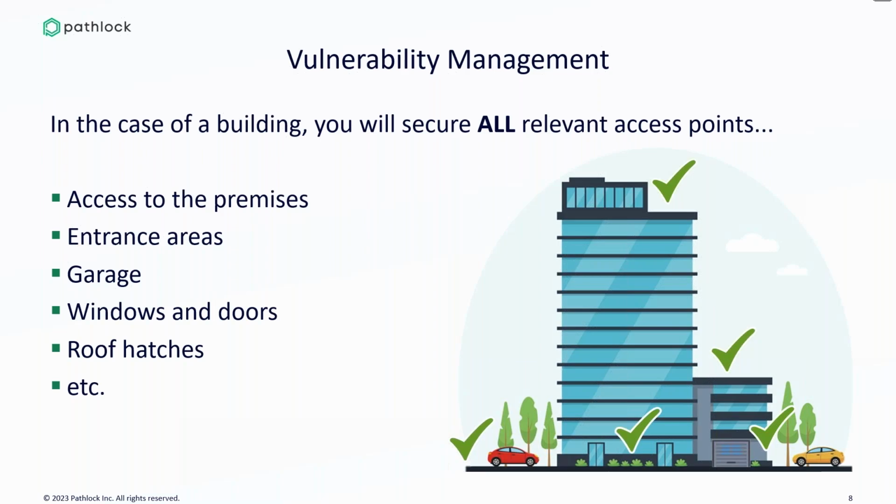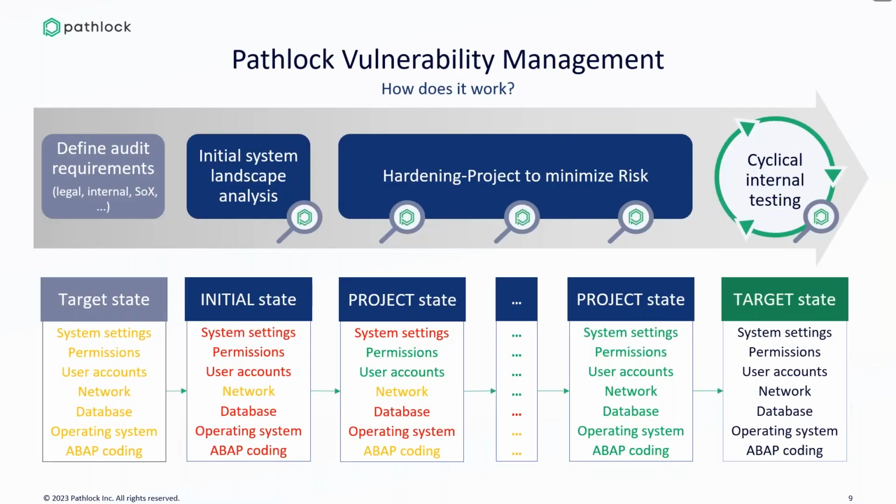And he makes, now back to IT, a snapshot of the current state, and always compares it to the target state you want to achieve. And if everything is fine, doors are closed, windows are closed, and so on, everything is fine. Otherwise, you have to work on these things. And how does it look for SAP and for Pathlock vulnerability management now? I just brought here a schema of how we define vulnerability management in our context and how it's done practically.